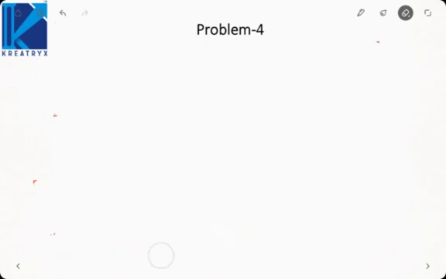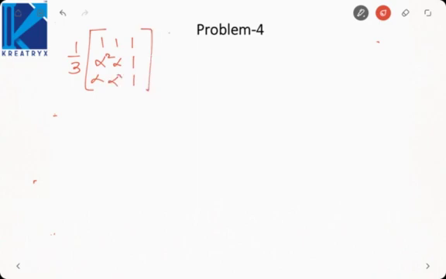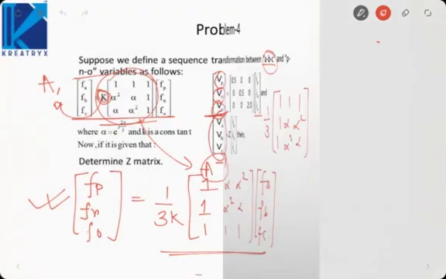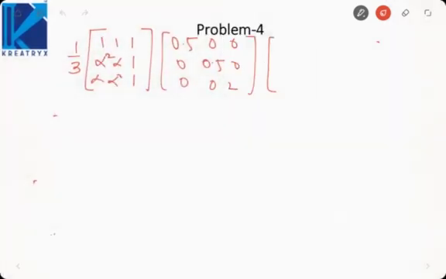So what will be the matrix product that we have to calculate? 1 by 3 times the matrix [1 1 1; 1 alpha square alpha; 1 alpha alpha square], then the matrix [0.5 0 0; 0 0.5 0; 0 0 2]. Then the next matrix is [1 1 1; alpha alpha square 1; alpha square alpha 1]. Now we multiply the second and third matrix first of all.